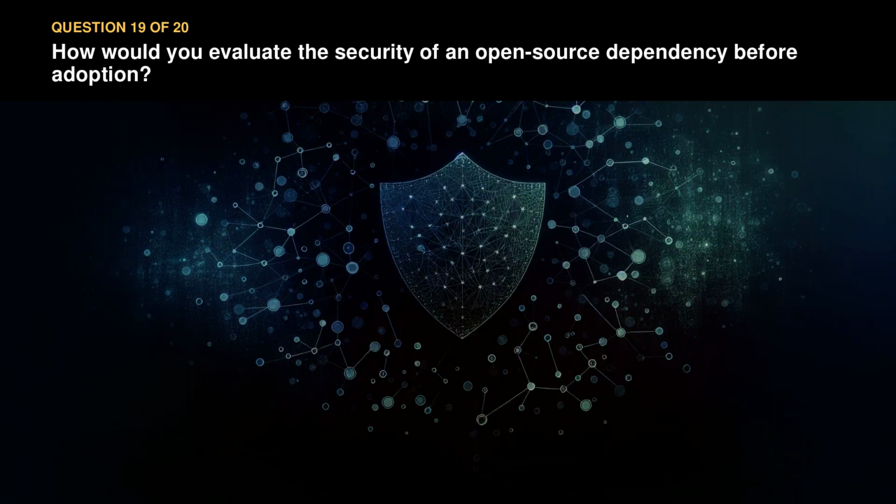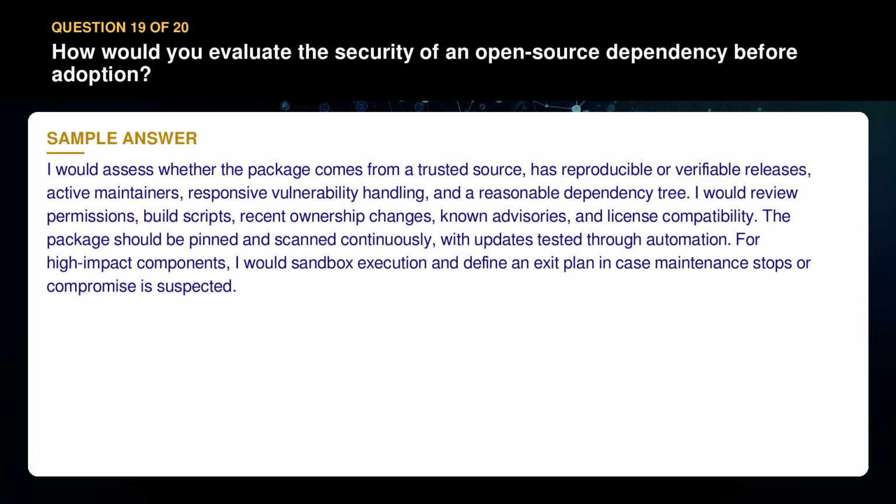Question 19. How would you evaluate the security of an open-source dependency before adoption? I would assess whether the package comes from a trusted source, has reproducible or verifiable releases, active maintainers, responsive vulnerability handling, and a reasonable dependency tree. I would review permissions, build scripts, recent ownership changes, known advisories, and license compatibility. The package should be pinned and scanned continuously, with updates tested through automation. For high-impact components, I would sandbox execution and define an exit plan in case maintenance stops or compromise is suspected.